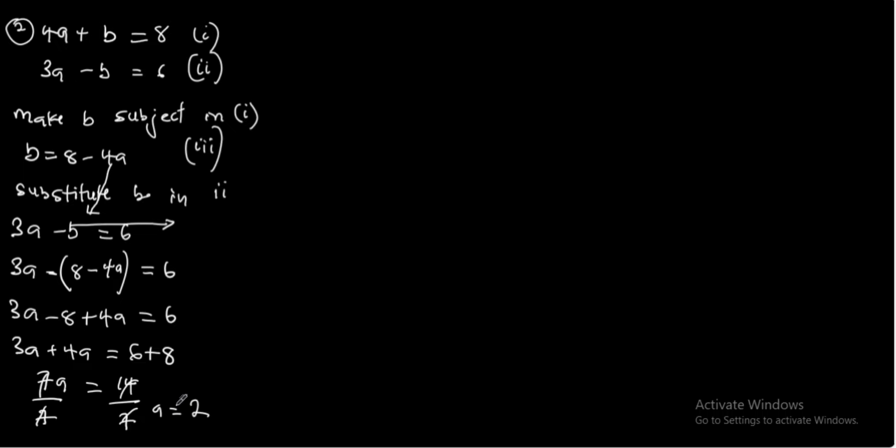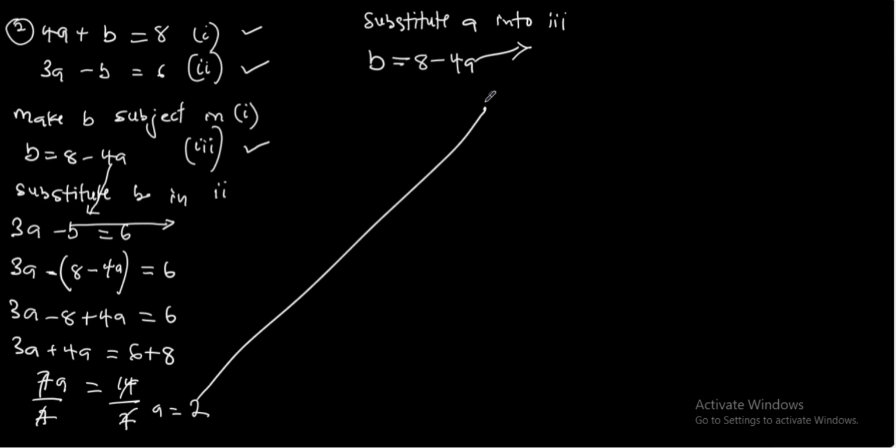Now that we've gotten the value of a, we can get the value of b by substituting a in any of the equations, be it equation 1, equation 2, or equation 3. I choose to use equation 3 because it's easier for me. So I say substitute a into equation 3, and that is b equals 8 minus 4a. So substitution means a goes out, right? And then 2 comes in, right?